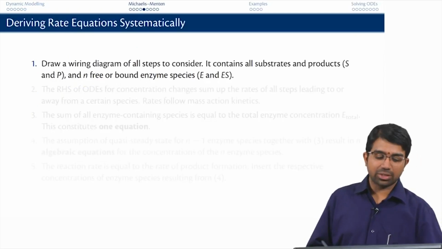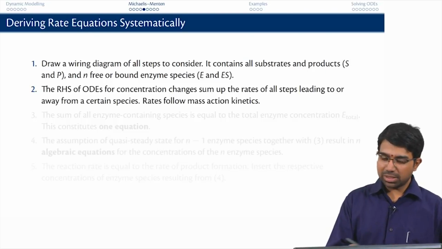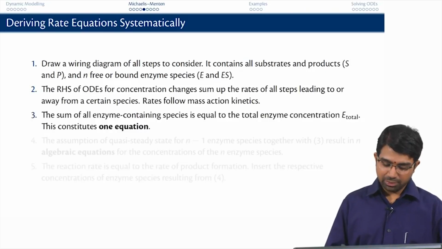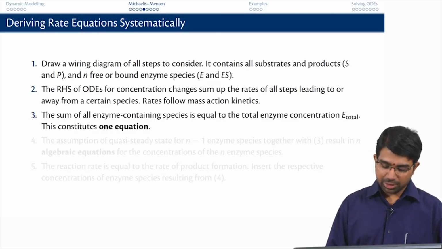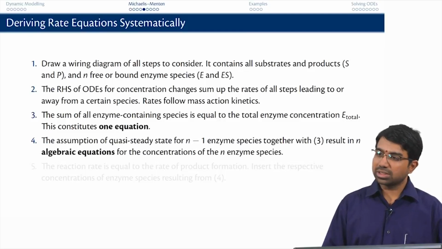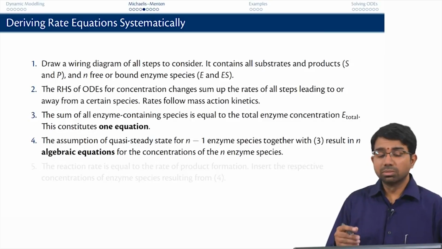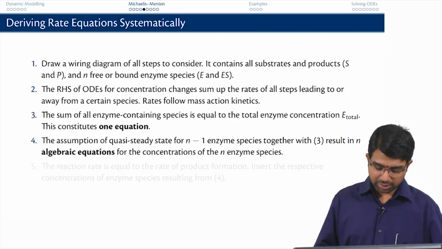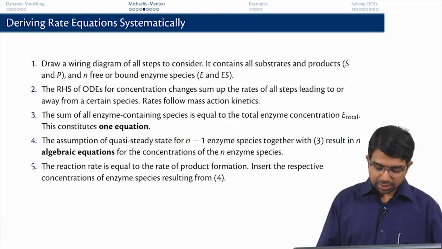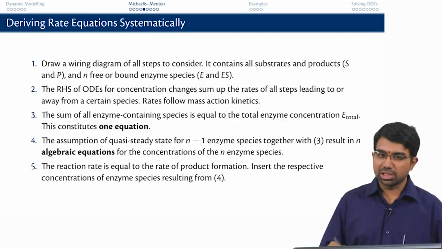So, this is a systematic way to derive the equations. You first draw a wiring diagram and assume mass action kinetics and write out all the equations, and the sum of all enzyme containing species is E total, that is one algebraic equation, and then assume quasi steady state for n minus 1 enzyme species, right. So, this would mean ES, ESI, EI if I is the inhibitor, whatever are these other species, and then dP by dt is your final reaction rate, which you have to substitute and do some basic algebra to arrive at.